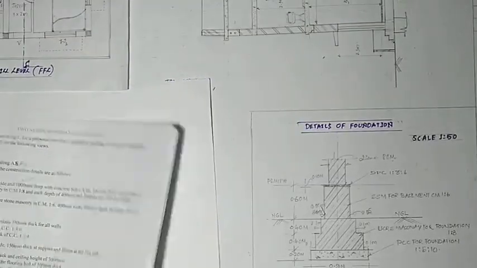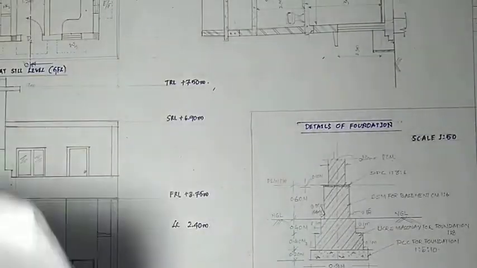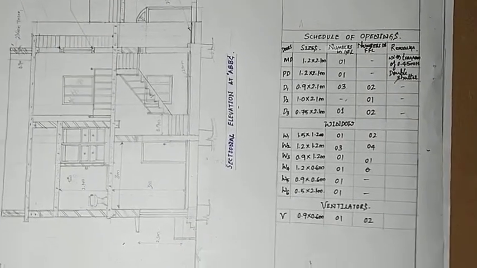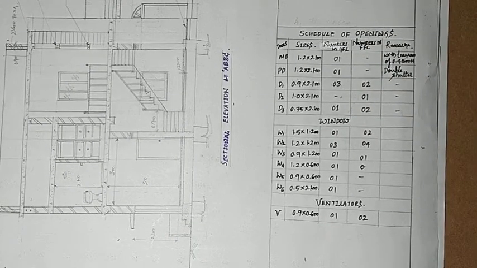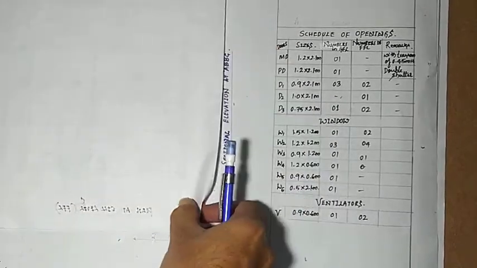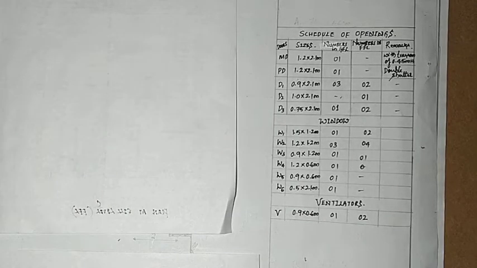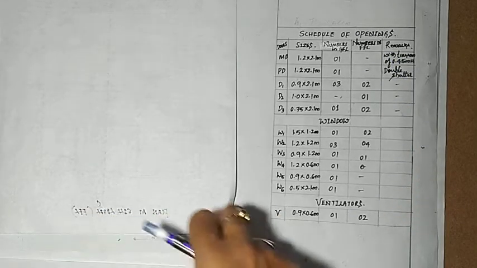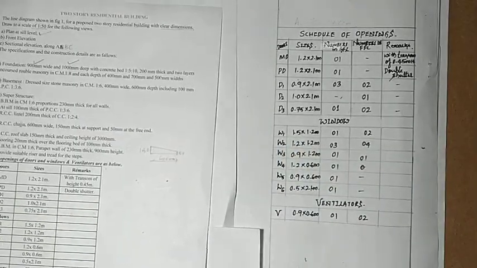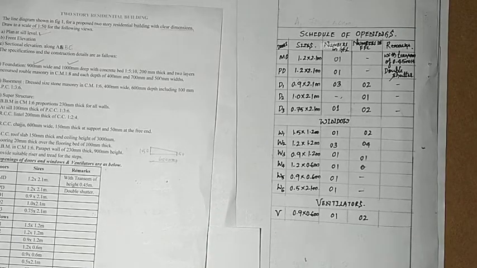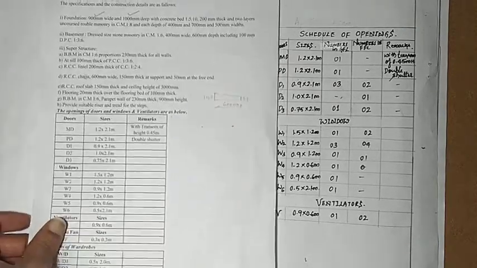So I will show that also. That is also important. So this is important. See, this is a schedule of openings that is given in the problem. So this is the problem they have given. They have mentioned the schedule of openings. I hope this is visible.